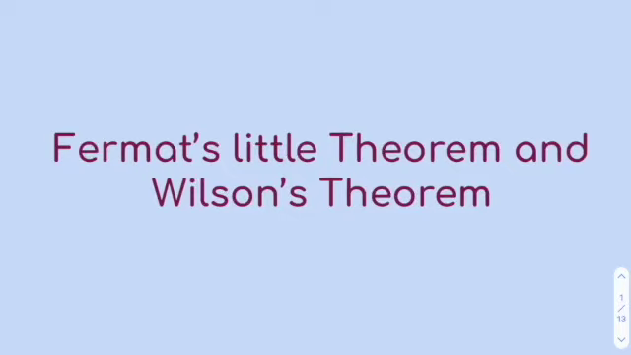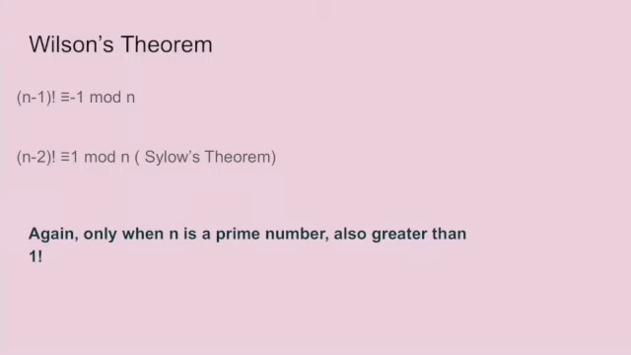So in today's video, I'm going to talk about Wilson's theorem. Wilson's theorem states that if n is a prime number and it's also greater than 1, then n minus 1 factorial is congruent to negative 1 in mod n. And there's also a theorem called the Slope's theorem that states that n minus 2 factorial is congruent to 1 in mod n, which we will prove in one of our examples.